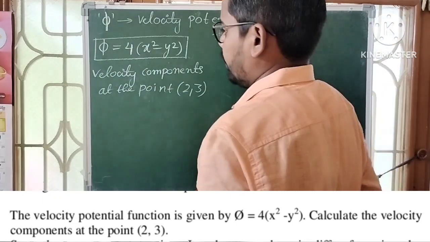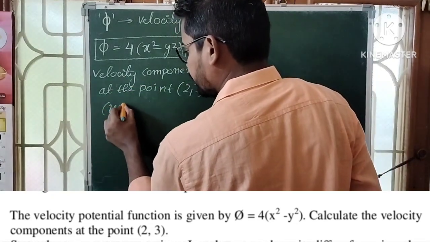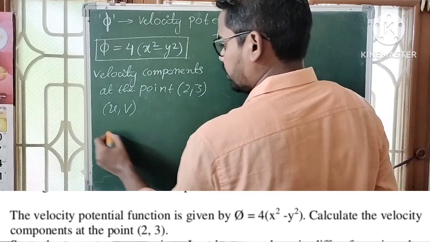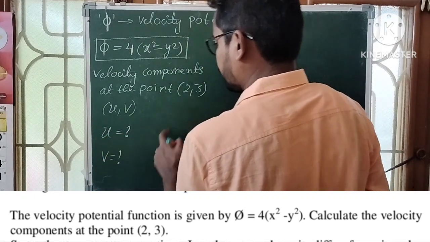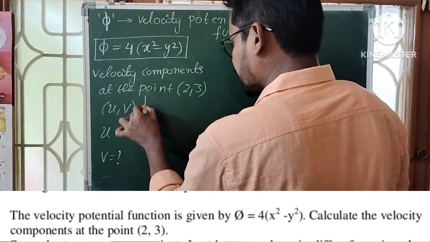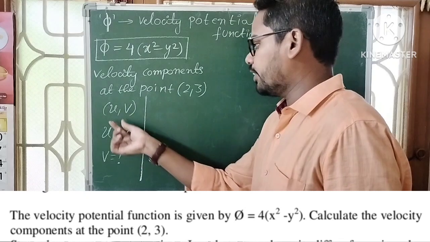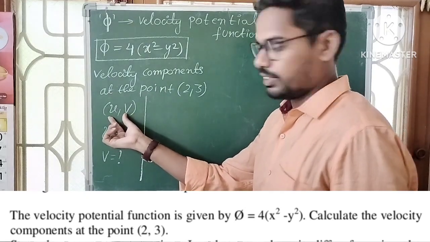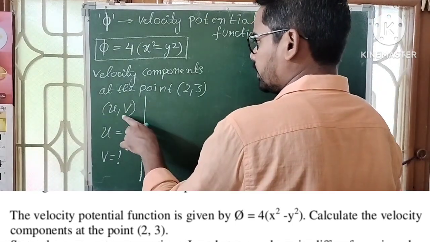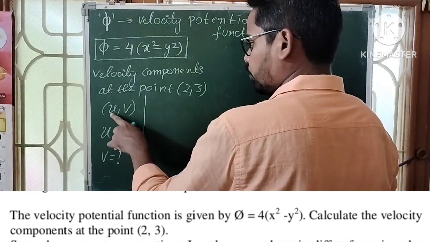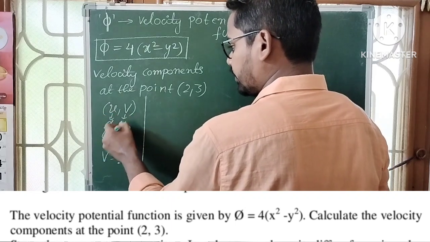Now velocity components means we have to find u comma v. So u is equal to how much and v is equal to how much at the point (2, 3). Now what is the relationship between the velocity potential function and the velocities in x and y directions? Here u is the velocity component in the x direction and v is the velocity component in the y direction.